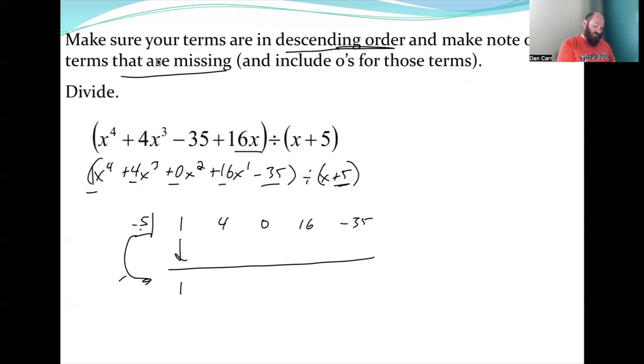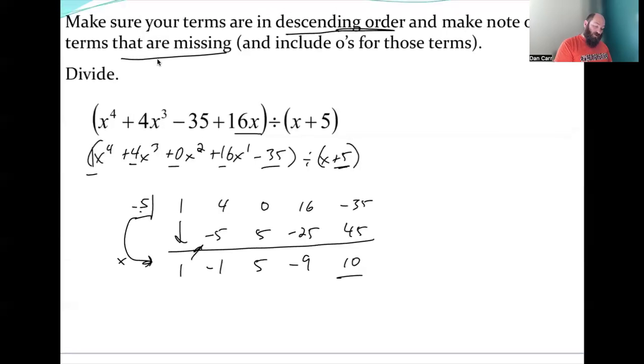Negative 5 is multiplied by 1, so that's going to give me a negative 5. 4 minus 5 is a negative 1. So negative 5 times negative 1 is a positive 5. Combine that with the 0, I get 5. Negative 5 times 5 is a negative 25. So this will give me a negative 9. And then negative 5 times negative 9 is a positive 45, which gives me 10 for my remainder.